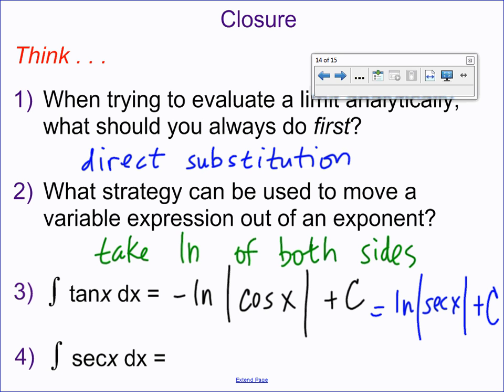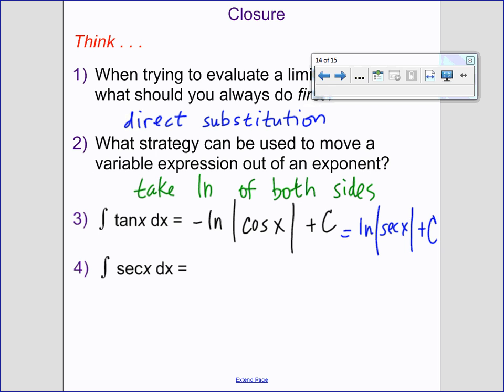And then lastly, what's an antiderivative for secant of x? What's an antiderivative for secant of x? Monica? The natural log of absolute value of secant x plus tangent x.